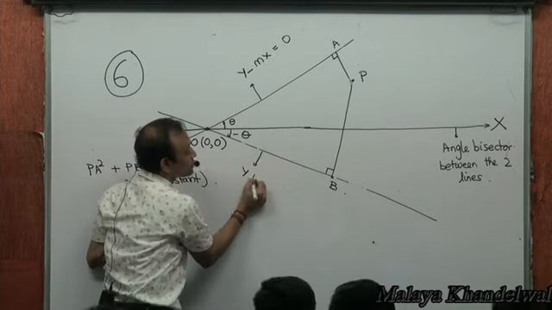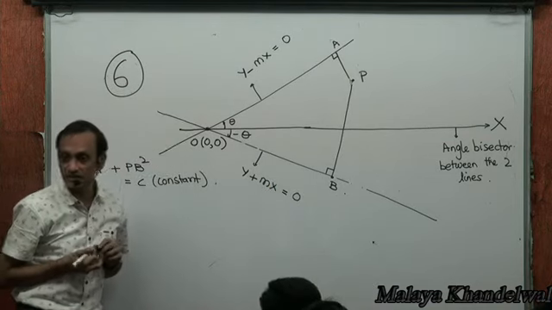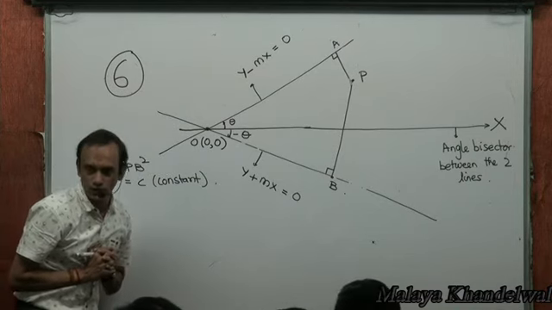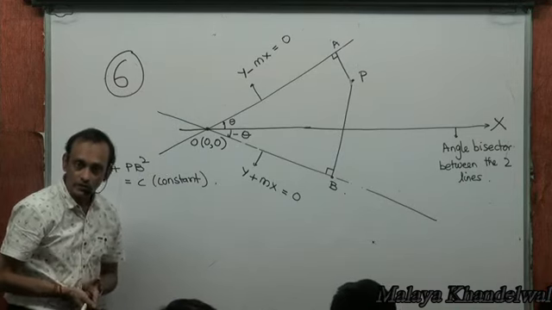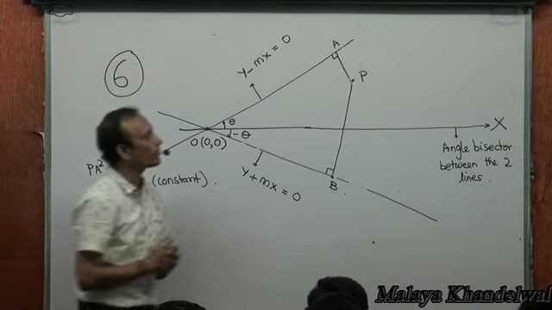The equation of this line is y plus mx equal to 0. That is y equal to minus mx. Yes or no? m and minus m are the slopes of the two lines passing through the origin. Yes or no? Is there any loss of generality in doing this? No loss of generality.